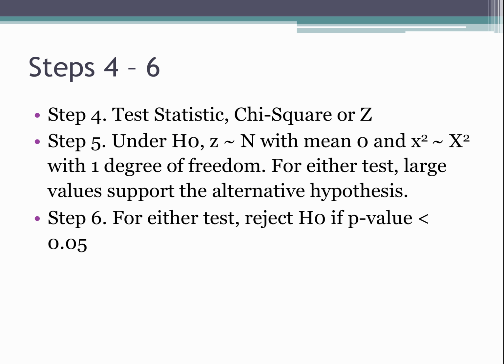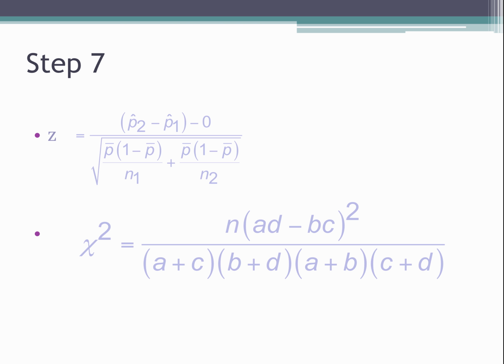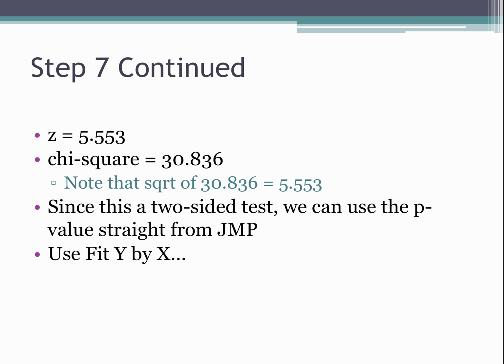Steps 4, 5, and 6, since we have a chi-square or a z, we know what 5 and 6 would be, and we know that we'll reject H0 for a small p-value, and let's assume our alpha is 0.05 here. We could use either the z-test or the chi-square, and we could use the chi-square or the quick chi-square with our counts. We get a 5.553 for a z and a chi-square of 30.836. Try to set up this data in JMP and see if you can find these same statistics.